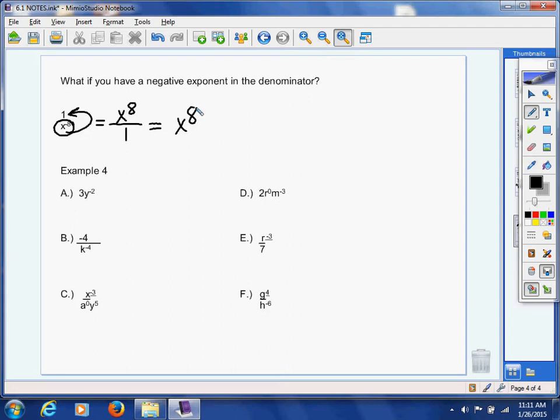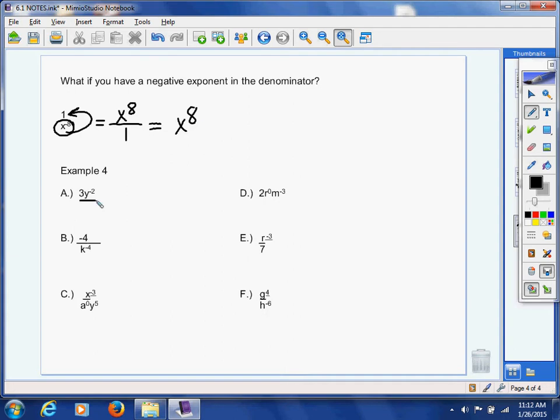So now in example 4, we're just going to maneuver these negative exponents. We are not evaluating, we're not plugging in numbers for any of our variables. We're just practicing moving them, identifying which ones need to be moved and which ones do not. And that's going to be part of our simplification process. All right, so let's look at letter A.